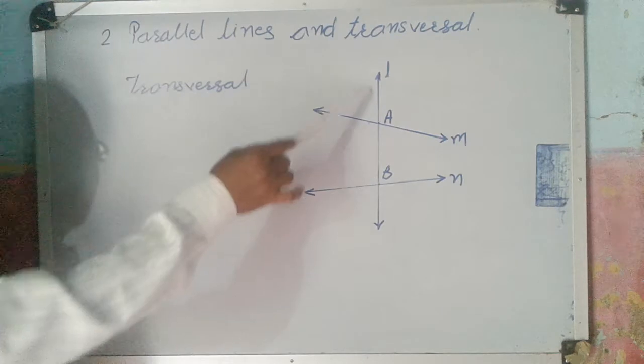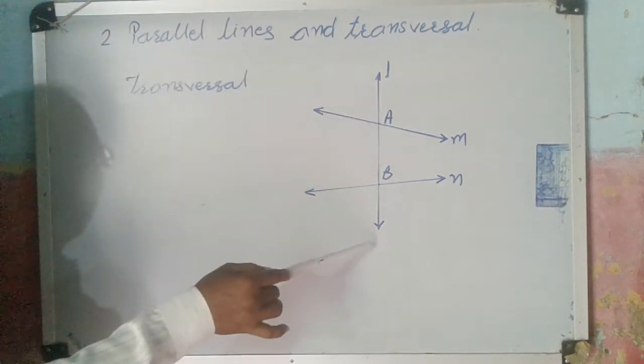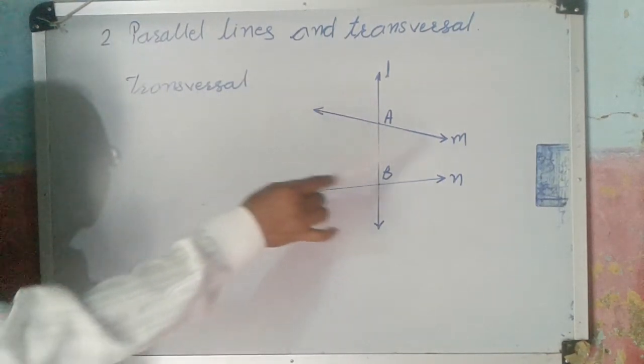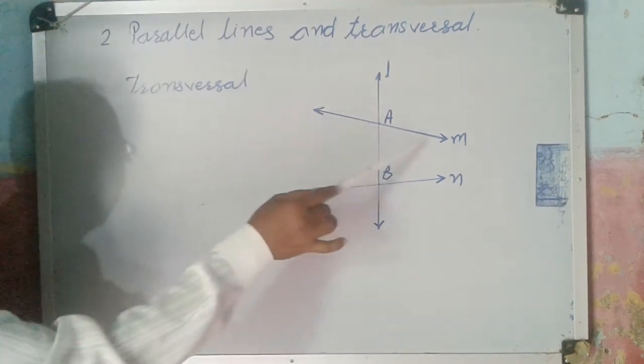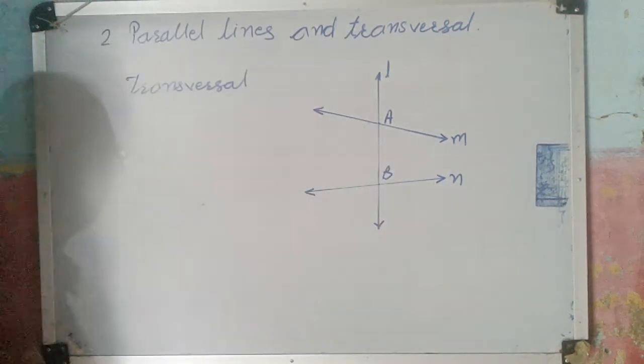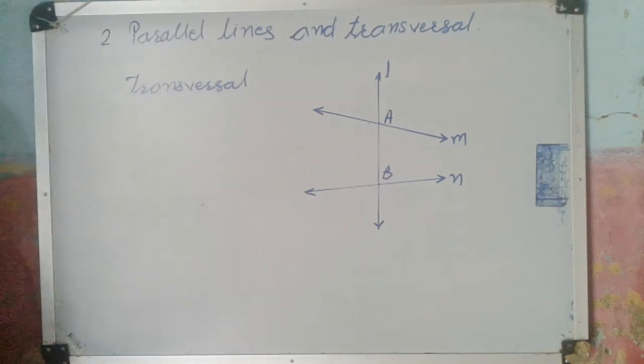And therefore, this line L is known as the transversal of lines M and N. So in the figure, line L is the transversal of lines M and N. So our definition is, if a line intersects given two lines in two distinct points, then that line is called a transversal of those two lines.